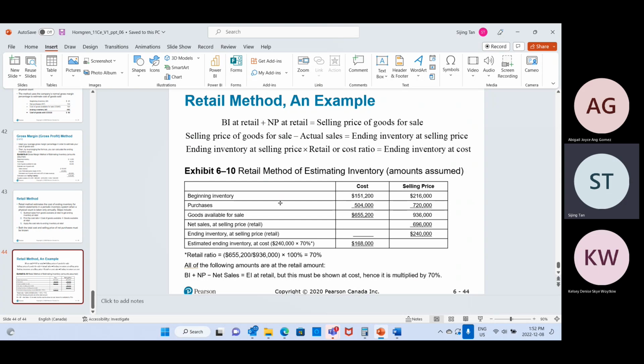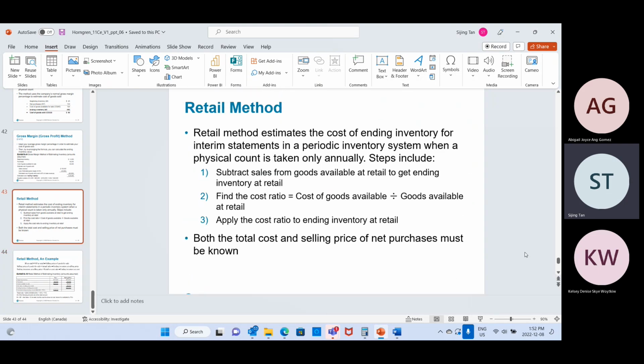The only thing you need to focus on is the table, which goes from the beginning inventory to the ending inventory. For the calculation, we use beginning inventory plus purchases, which equals our goods available for sale. Then we can calculate the estimated ending inventory at cost. That is the whole thing you need to pay attention to. That is actually for chapter 6.